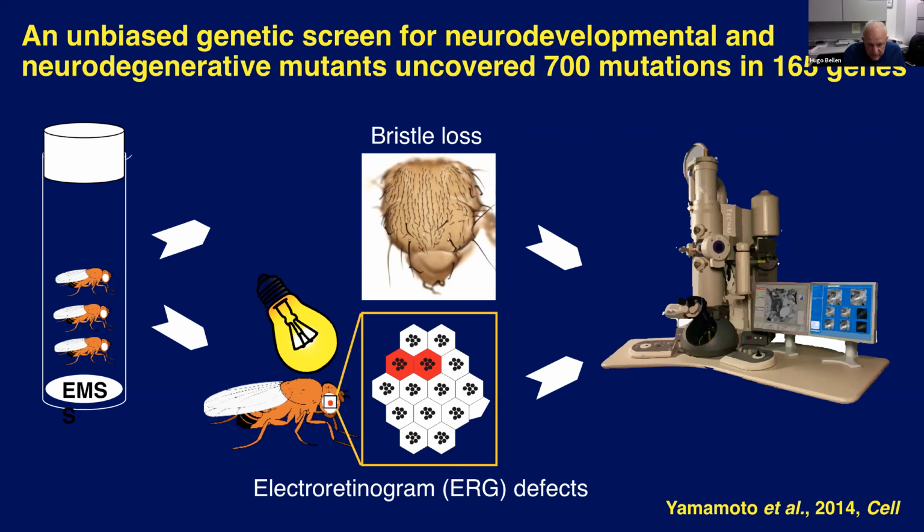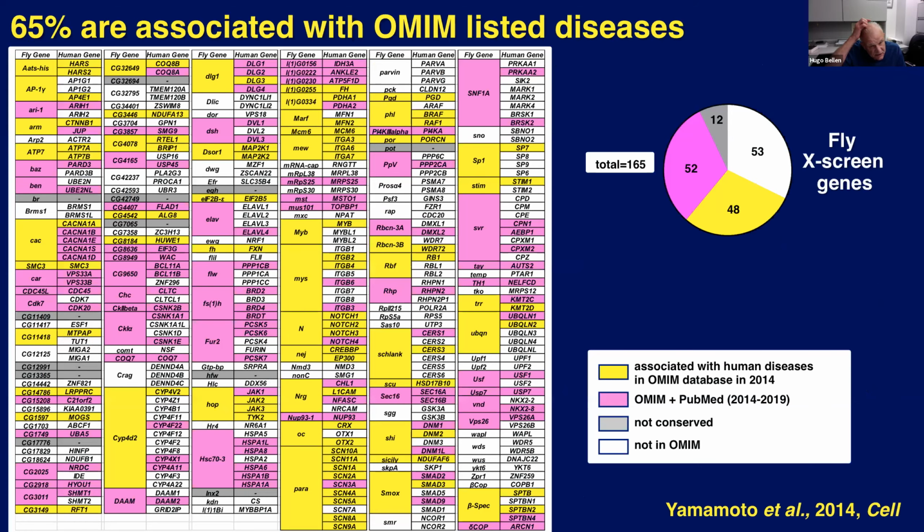What we did is we identified 700 mutations and did complementation tests on the X chromosome, identified 165 genes. And we did that by doing the rescue, because they're all homozygous lethal, by doing the rescue with duplications. And then we sequenced all these flies and identified this list of genes that is listed here.